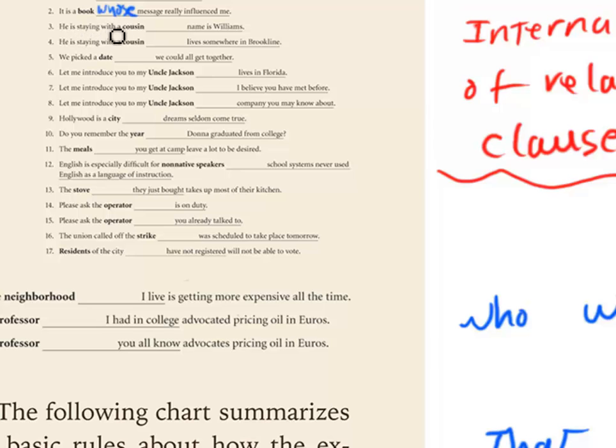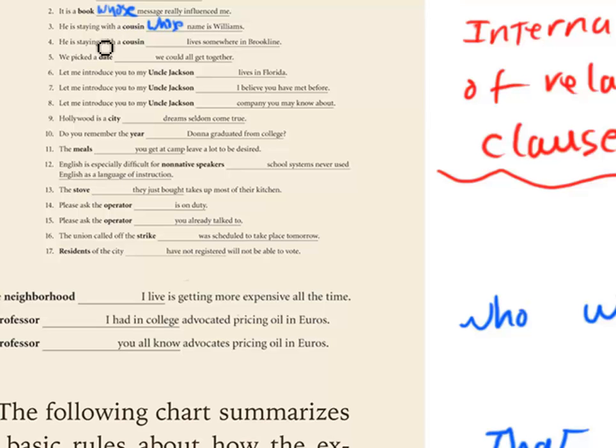He is staying with a cousin. The cousin's name. That's a possessive: whose name is Williams? So the cousin owns the name.